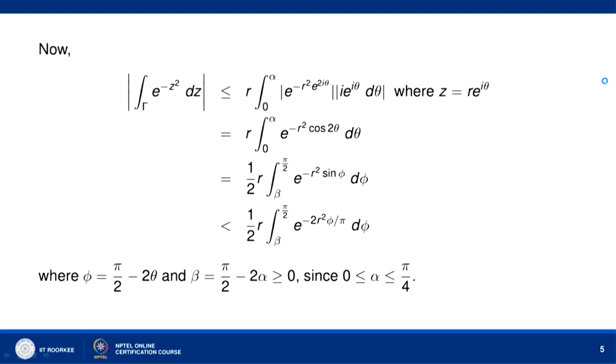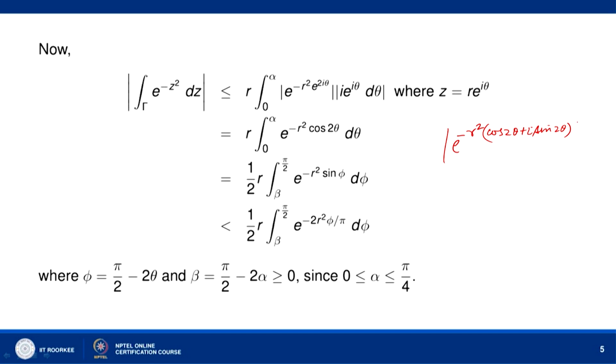So, when we put z equal to r e to the power i theta, we get e to the power minus r square e to the power 2 i theta, and then dz equal to r e to the power i theta into i d theta. So, r is constant, it comes outside, then integral 0 to alpha mod of e to the power minus r square e to the power 2 i theta. E to the power minus r square e to the power 2 i theta is cos 2 theta plus i sin 2 theta.